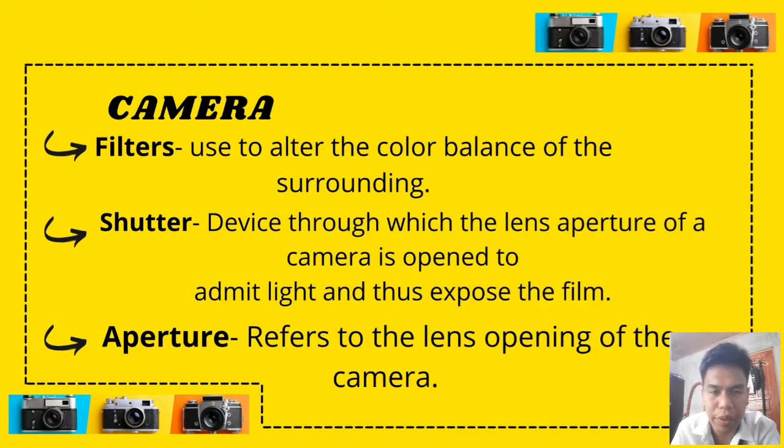So inside the camera, we have filter, shutter, and aperture. Filter, this is used to alter the color balance of the surrounding, meaning these filters are located at the tip of the lens, okay? And it helps enhance the color and controls the amount of light that passes through the lens, okay? And each filter has specific roles. That's why this is built to help enhance the final look of an image.